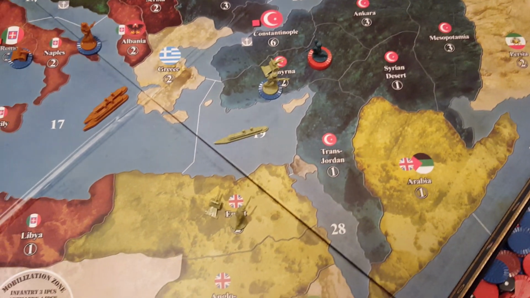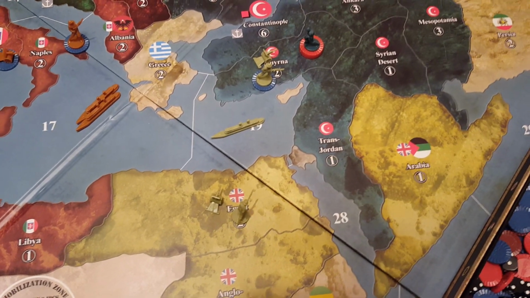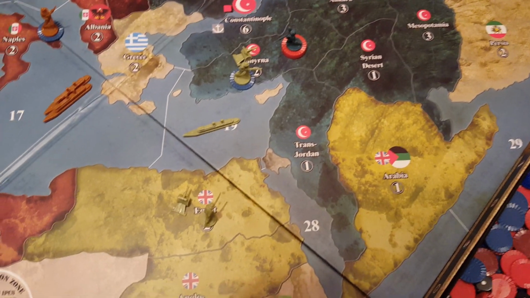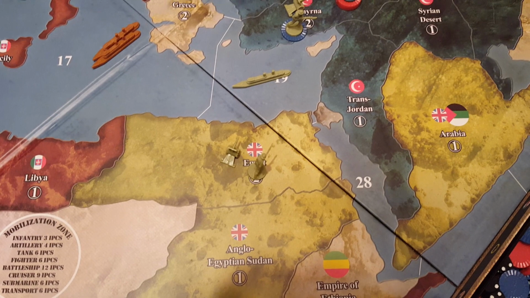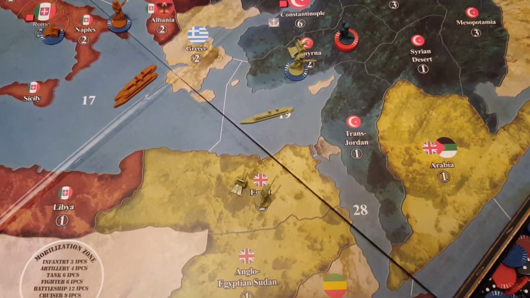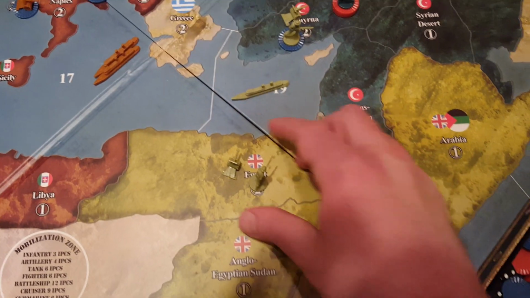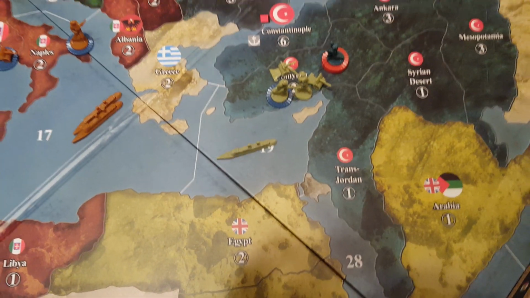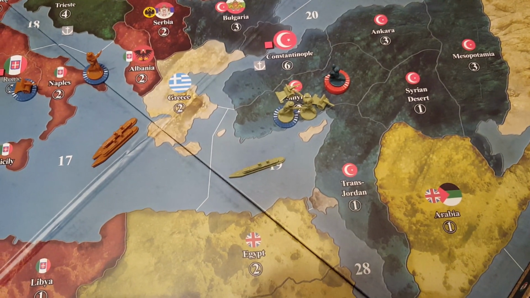They can then decide. If they have units that can get there by land, like in France, they can move them in, but they can also move units in by transport. Like right here, we've got a couple units here in Egypt to transport. England can say, well, I'm going to pick these guys up. I'm going to drop them off up there, just as if it had moved them in by land.